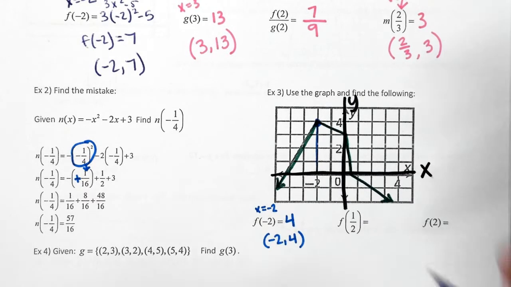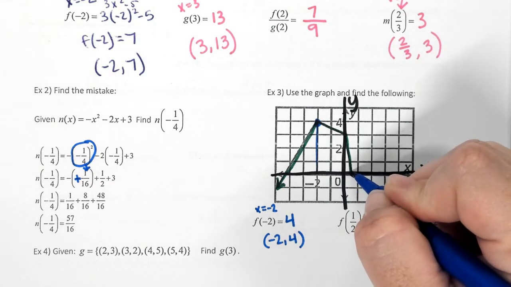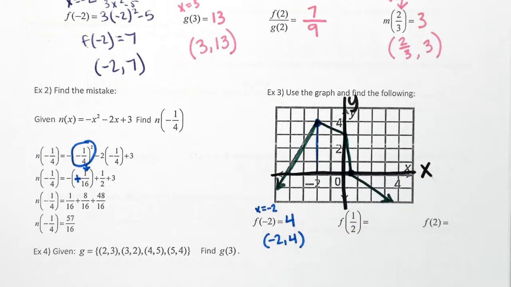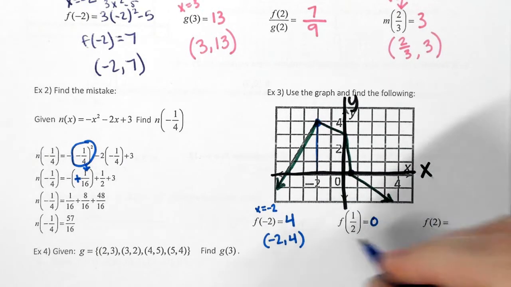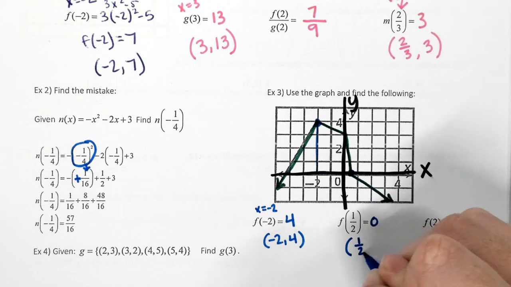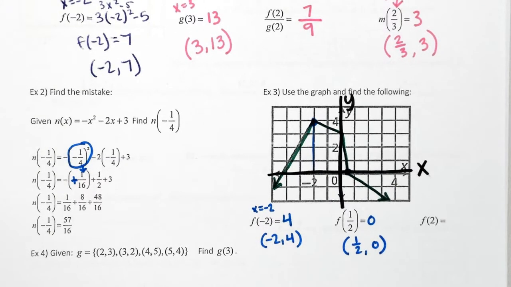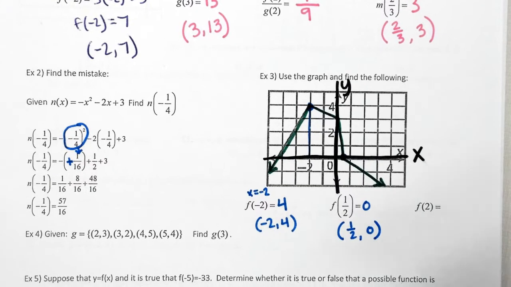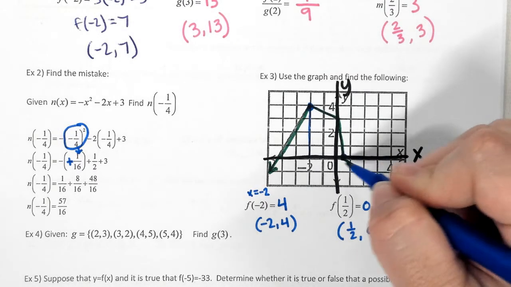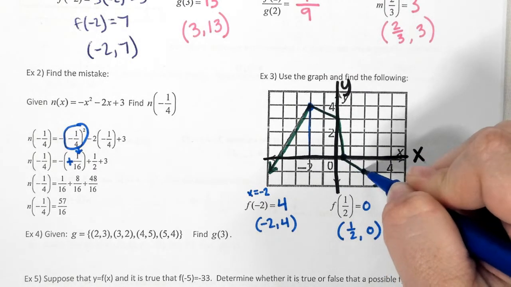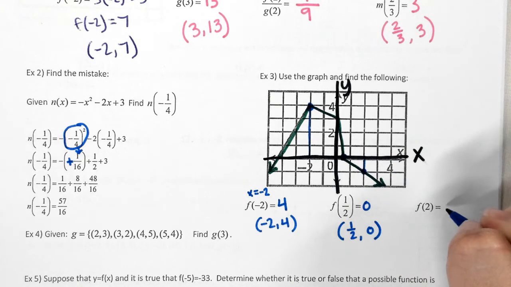Okay, what about if I go over a positive half? Well, did that even go up or down? So what number does that represent? 0. So this is the 1/2 comma 0. And then lastly, I have over 2, and I went down just a little bit, so what would that be?